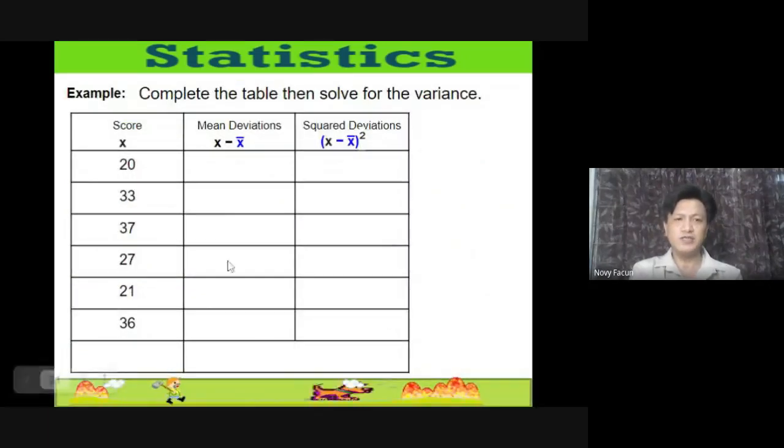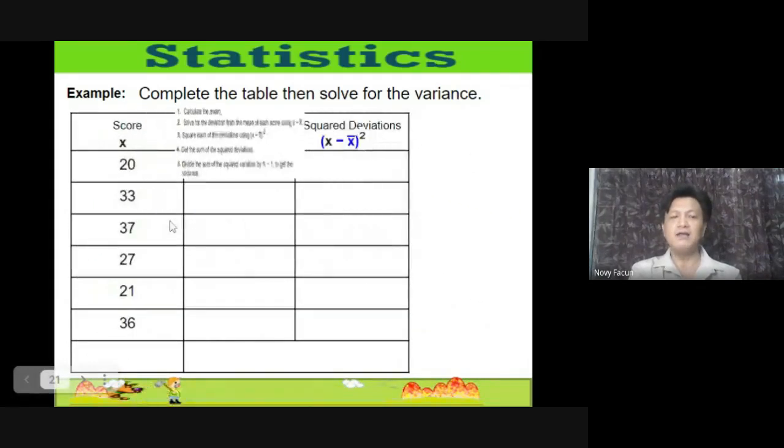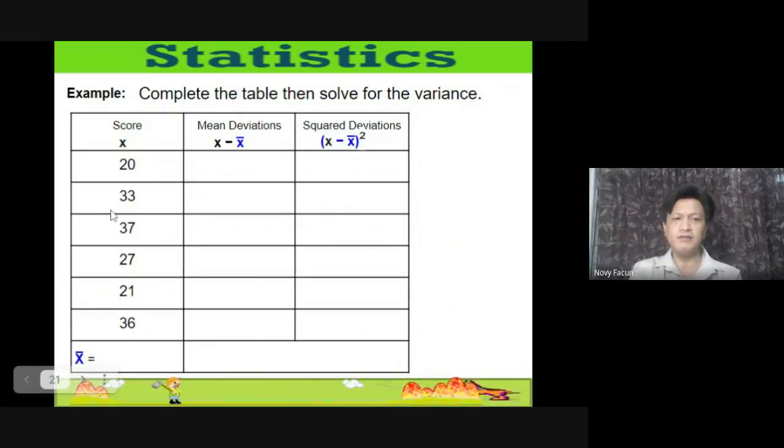Okay, so let's proceed to the given example. Complete the table, then solve for the variance. As you can see, the given example is the same lang para ma-compare natin to sa mean deviation kanina. Meaning to say, di ba, step 1 natin, calculate the mean. Kaya nga, kailangan alam natin yung step na yan. Okay, to find the mean, add lang natin yung lahat ng score. 20 plus 33 plus 37 plus 27 plus 21 plus 36. Divide natin kung ilan yung in-add natin. That is the mean. Kaya nga, 174 divided by 6, that is equal to 29.